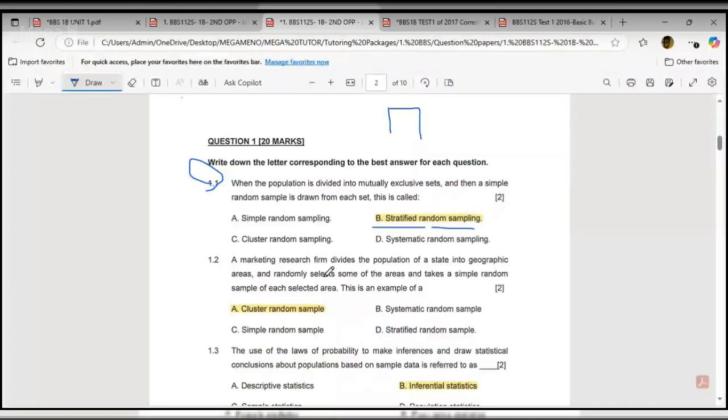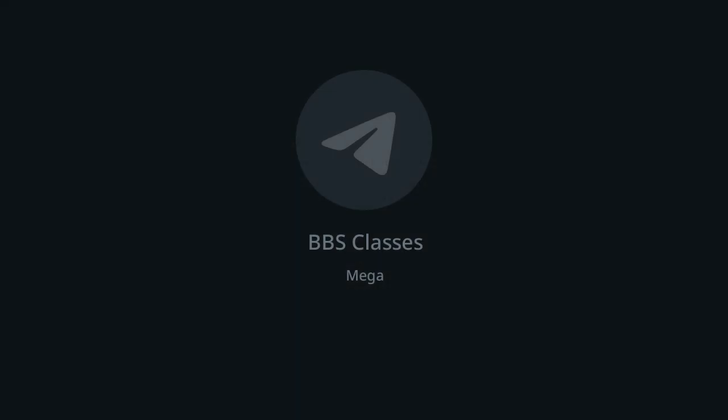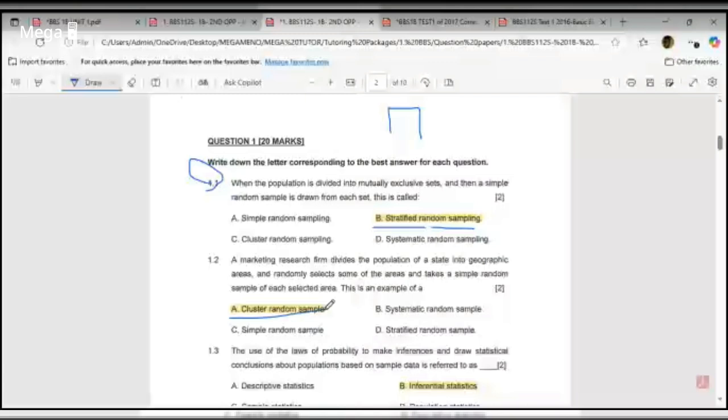When you divide the population into groups and then you select some of the groups, that is what we call cluster sampling. So what I'm trying to say is understand what the sampling methods are, so that when you're given a scenario, you know what to do. And that is Unit 1.